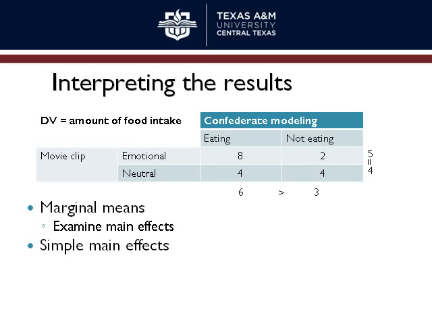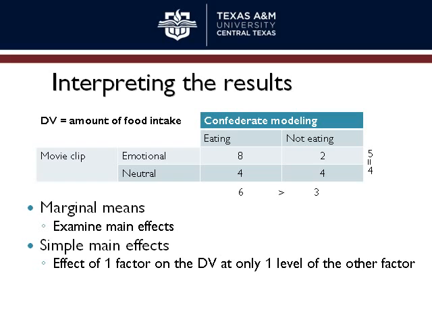Right? And to figure that out, we have to look at the simple main effects. So the simple main effect is the effect of one factor on the dependent variable at only one level of the other factor. So we can look at one simple main effect here. For one level of movie clip, just the emotional movies, that's one level of that factor, right? At that one level, comparing the eating Confederate to the not eating Confederate. 8 is bigger than 2. Okay, that's a simple main effect.